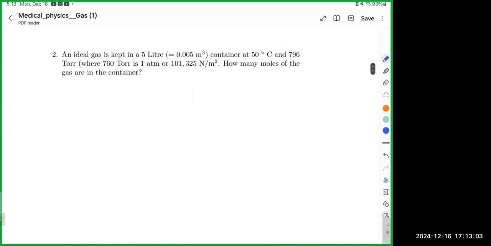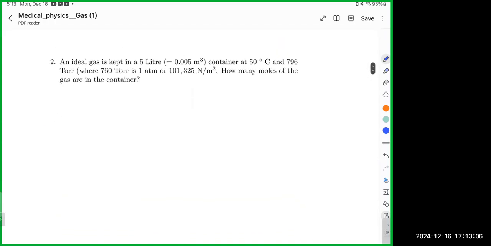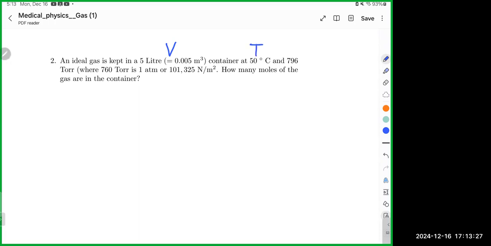Okay, and for the second one, you have an ideal gas which is kept in some container, 5 liter. Here is the volume. Okay, 5 liter. And the temperature is around 50 degrees Celsius. And pressure as well, right here. They would like to know the molecules inside the container.